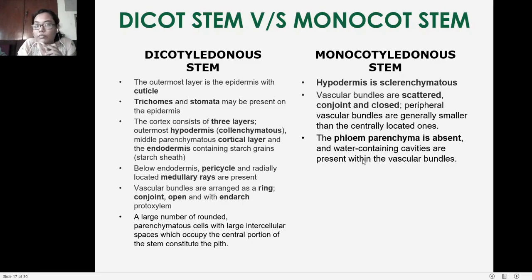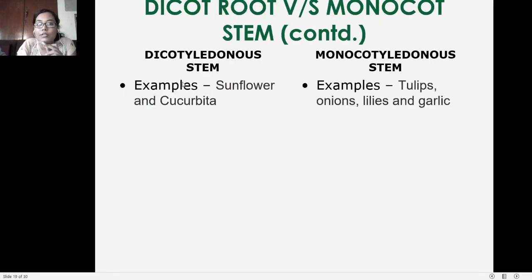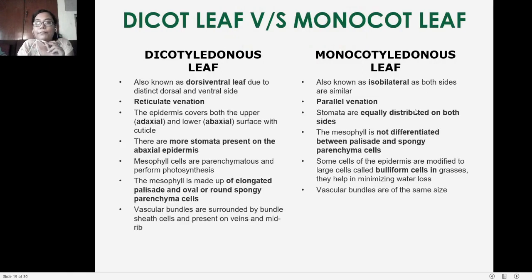Okay, now let's go on to the next one. Here we have given some real life examples. So you can find dicot stems in sunflower, cucurbita, and monocot stems are found in tulips, onions, lilies, garlic, etc. Okay, now we have our comparative study between the leaves, dicot leaf and monocot leaf.